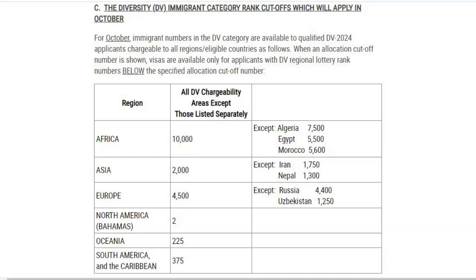So if we consider the Africa region, for example, having 10,000 as the cutoff number to apply during the month of October, it means that the lowest case numbers from the Africa region in the DV 2024 program are case numbers below 10,000. For the Asia region, they are case numbers below 2,000. For the Europe region, they are case numbers below 4,500 and so on. That concerns the DV 2024 program.